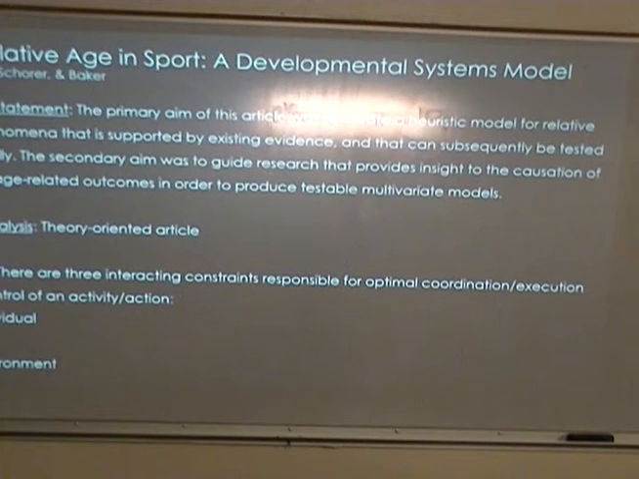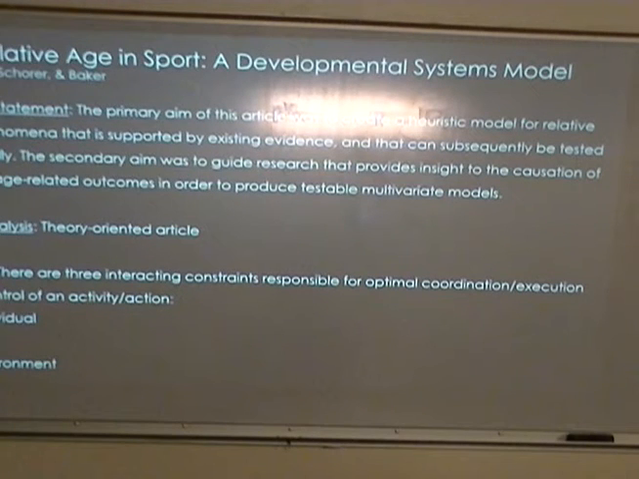Again, this is another theory-oriented article, like the other one. There weren't any participants that were really tested. It was trying to find a framework or model to employ in order to find the causation of ARE in sport. As a result, they found three interacting constraints responsible for optimal coordination and execution and or control of an action or an activity. First was the individual constraint. Individual constraints are things like height, weight, your VO2 max, the oxygen that you consume at maximum, and the timing and tempo of your maturation.